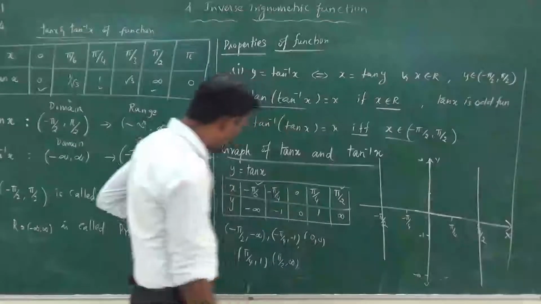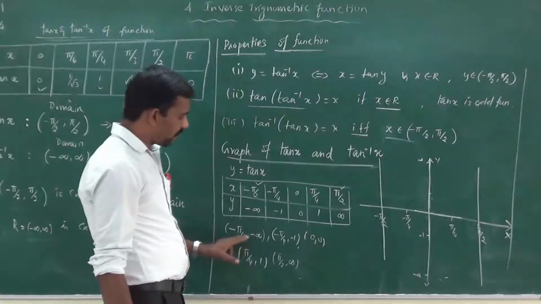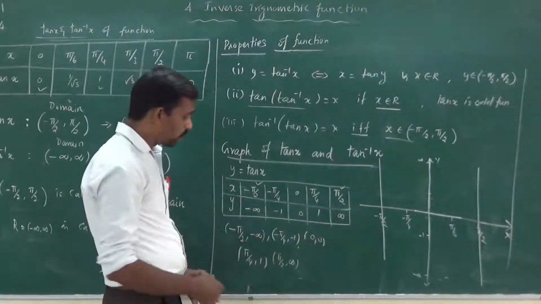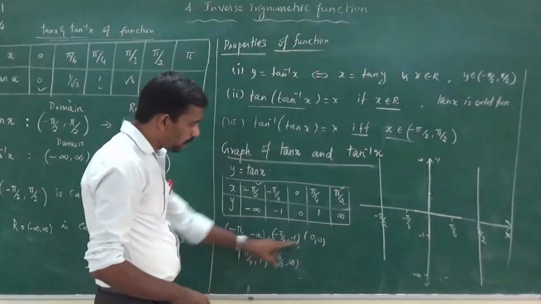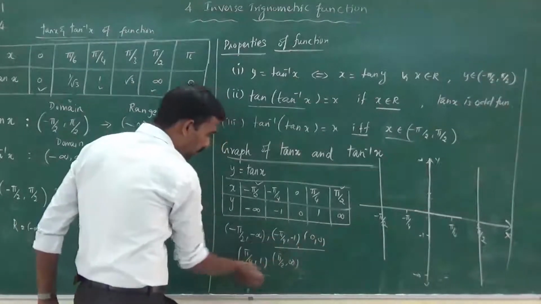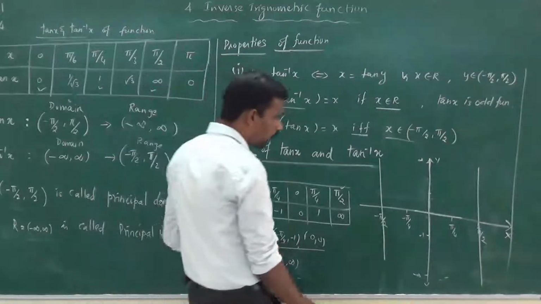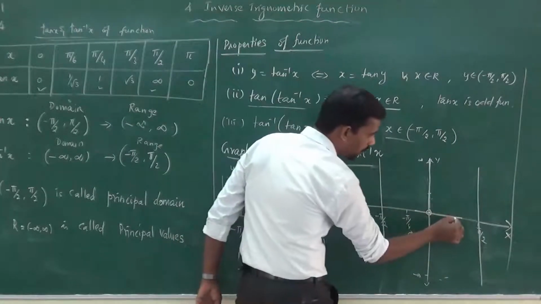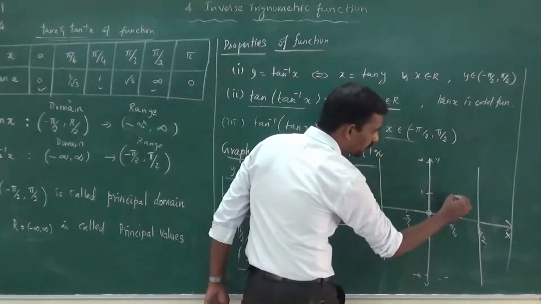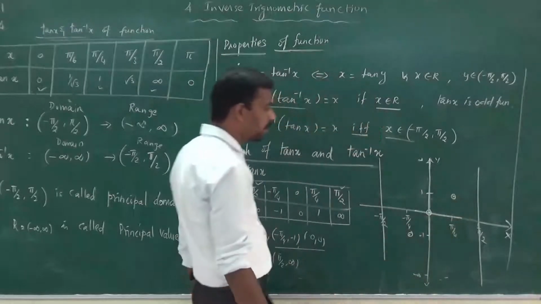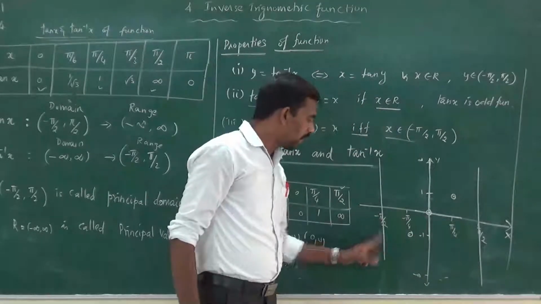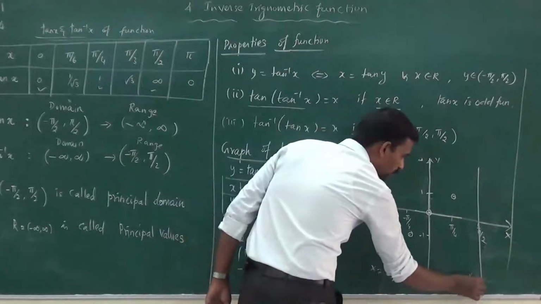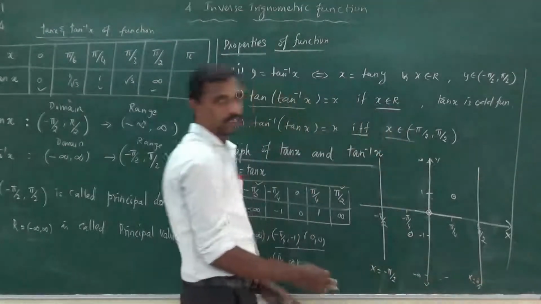Now look at the point, minus pi by 2 comma minus infinity. We can't mark the point because infinity means there are no values, not defined values. But look at these 3 points. Just to mark the points, minus pi by 4, minus 1, the point is here, and 0, 0 is here. Pi by 4, 1 means the point is here. Then x is equal to minus pi by 2 and x is equal to plus pi by 2 is an asymptote.